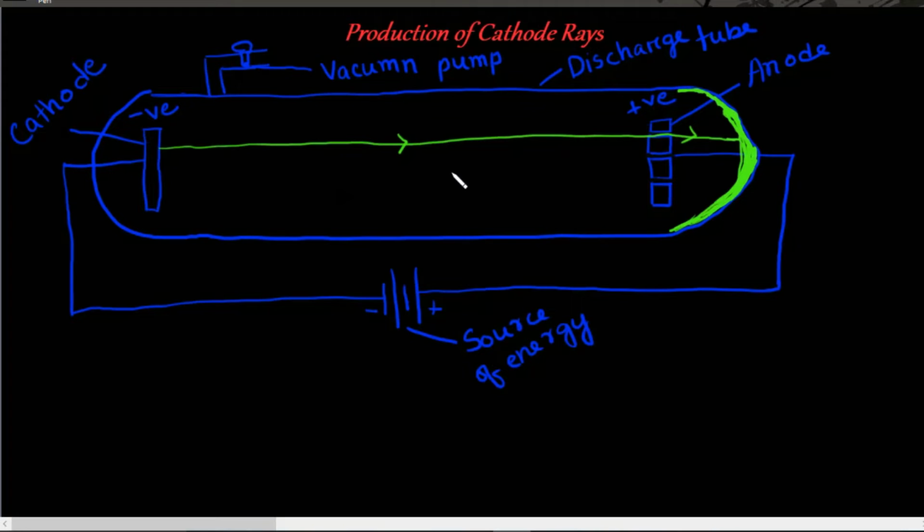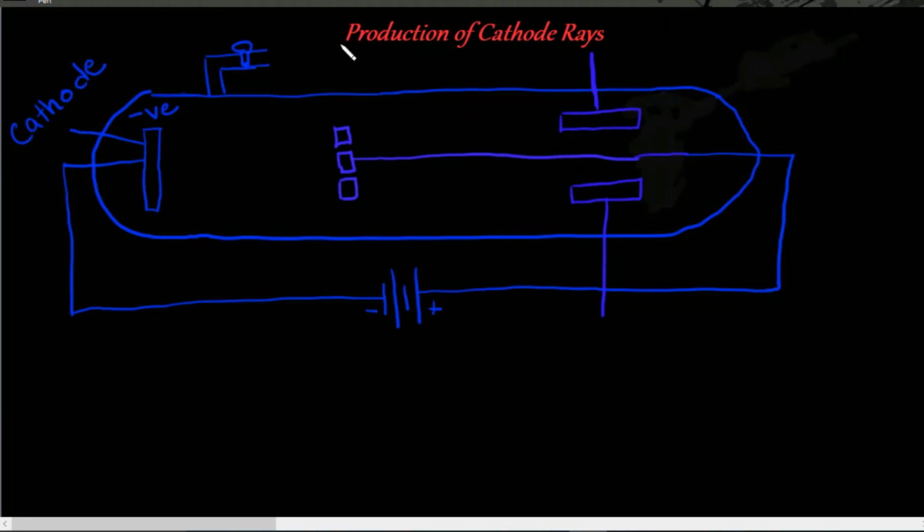So this shows that some rays are emitted from the cathode, which pass through the anode and strike the glass wall. These rays are called cathode rays. They are so called because these rays emerge from the cathode and hence they are known as the cathode rays. But these evidences are not sufficient for the discovery of electron.